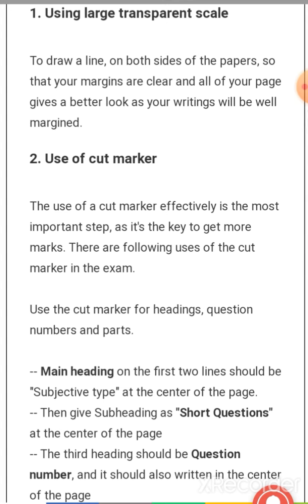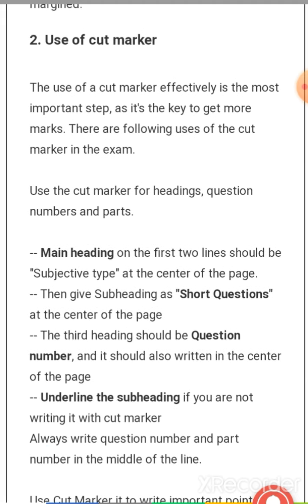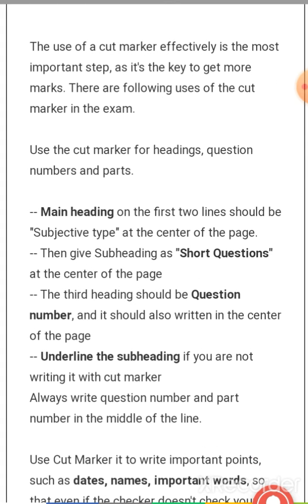There are the following uses of the cut marker in the exam. Use the cut marker for headings, question numbers, and parts. The main heading on the first two lines should be subjective type at the center of the page. Then give the subheading as short questions at the center of the page. The third heading should be the question number, and it should also be written in the center of the page. Underline the subheading if you are not writing it with the cut marker. Always remember, write question number and part number in the middle of the line.